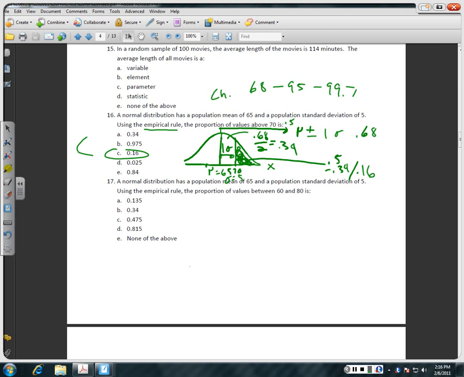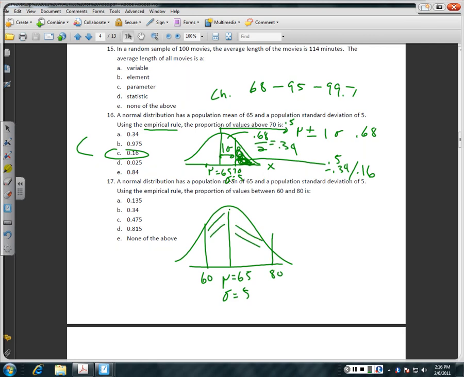Same thing here, we have a mean of 65, standard deviation of 5, and it says between 60 and 80. So we're going to find this area and add those together. 60 to 65, that's one standard deviation. And 65 to 80 is 3 standard deviations. So from 60 to 65, that's one standard deviation. That's 0.34 of the data in there.